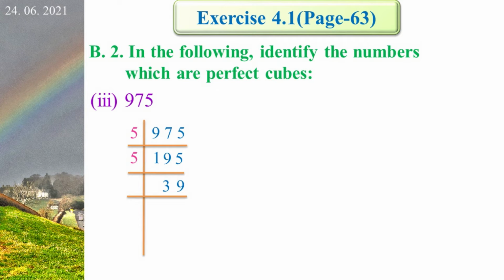So we can take 3. 1 3 is 3. 3 3s are 9. 13 is a prime number. So 13 ones are 13. Now we have to write the factors of 975 is equal to 5 into 5 into 3 into 13.